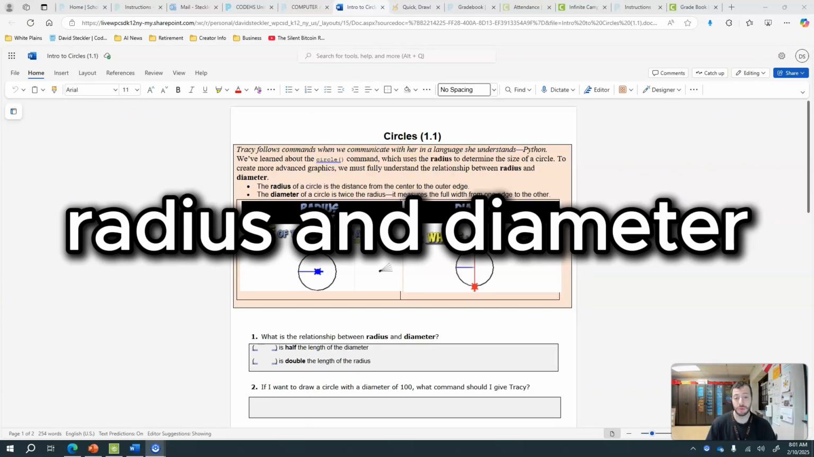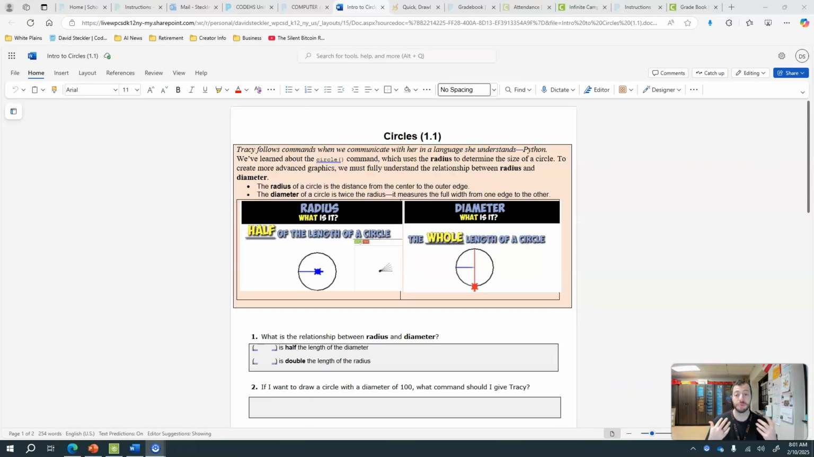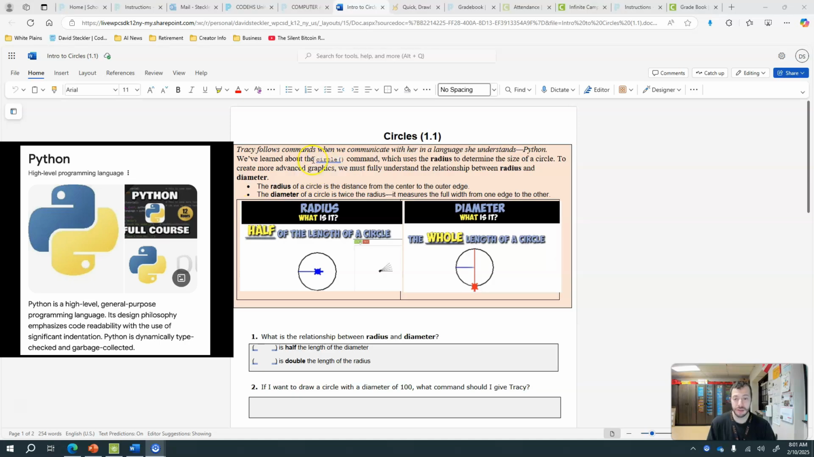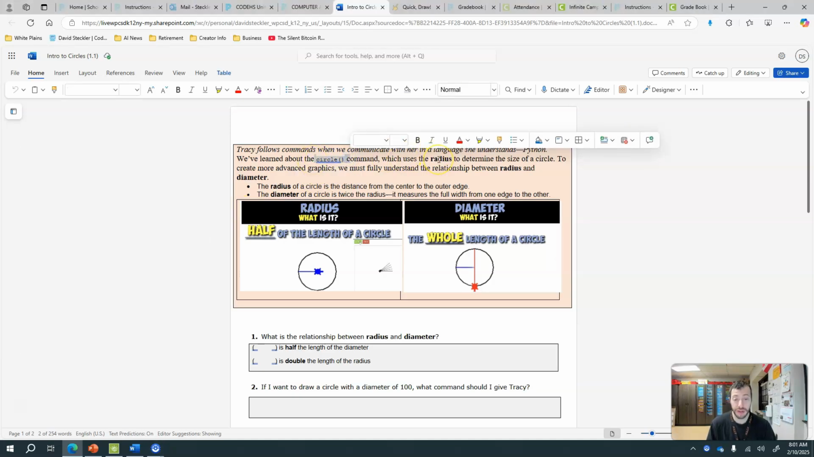Tracy follows commands when we communicate with her in a language called Python. We learned about the circle command, which uses the radius to determine the size of a circle. To create more advanced graphics, we must fully understand the relationship between radius and diameter.